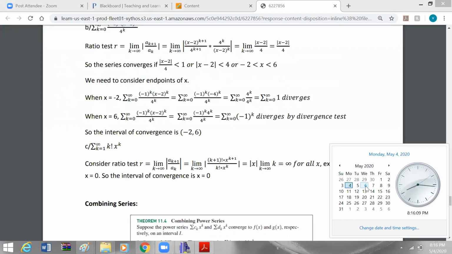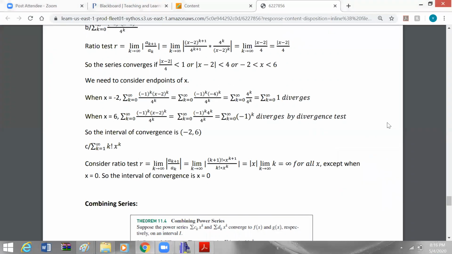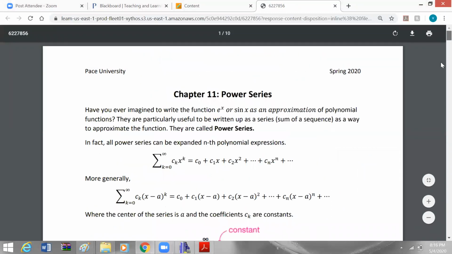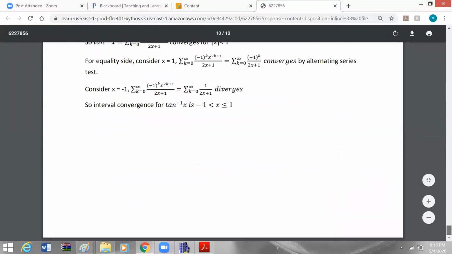And after that, we no longer have classes, but I will be here on 11 for those of you who come and ask me the questions. And other than that, that's pretty much it. So this is the entire course for chapter 11, and that was also the end of Calc 2 for the lectures.